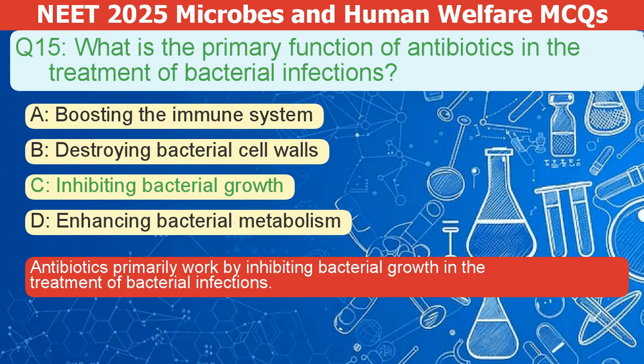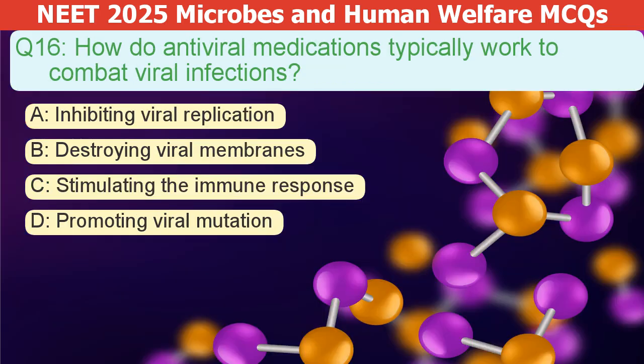The correct answer is C. Antibiotics primarily work by inhibiting bacterial growth in the treatment of bacterial infections. How do antiviral medications typically work to combat viral infections?